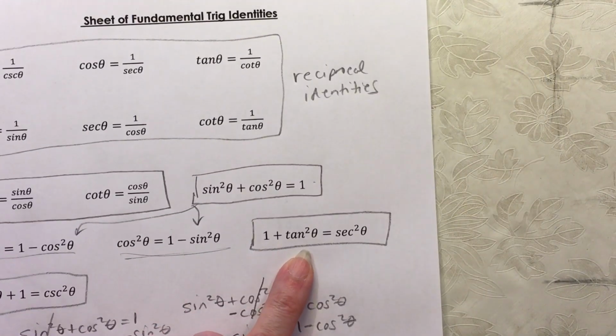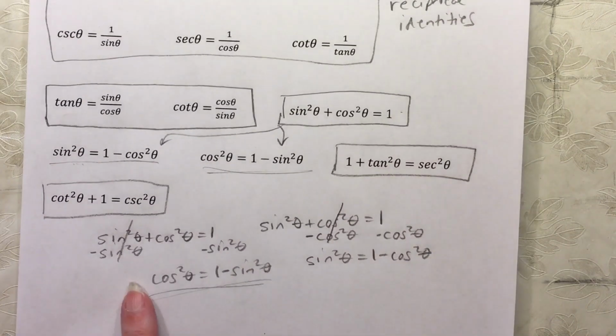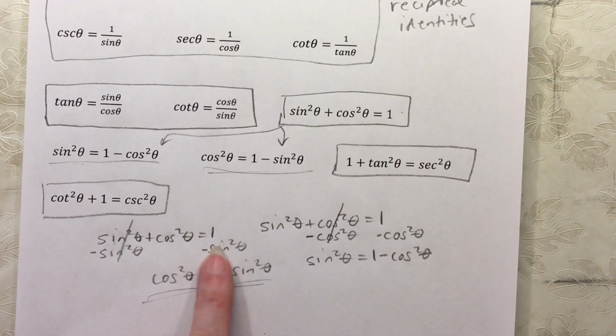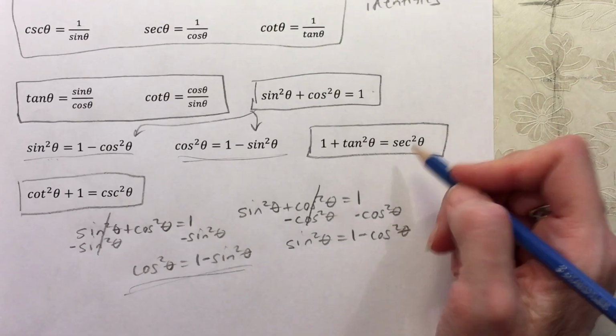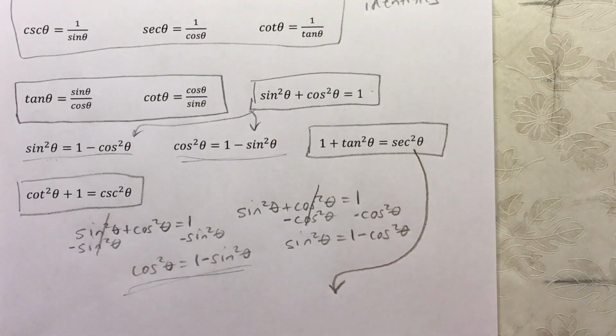We have 1 plus tan squared equals sec squared. And then remember when we were changing around the sine squared theta plus cos squared theta equals 1 identity to give us the other 2? We can do something similar here.